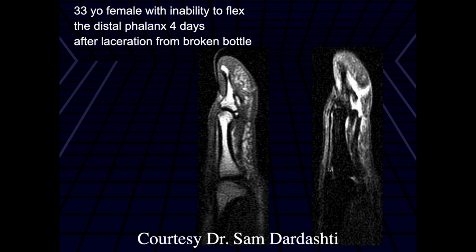Okay, we have an inability to flex the distal phalanx after a laceration from a broken bottle. And we can see a complete tear of the flexor pollicis longus there at the level of the IP joint. Oh, fourth digit. I thought we were still on the thumb. Okay, so then we have a complete tear of the superficialis there at the level of the profunda tendon at the level of the DIP joint.